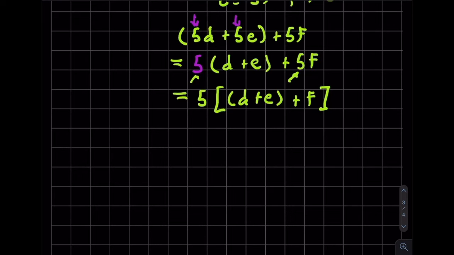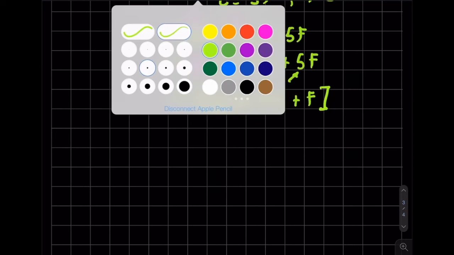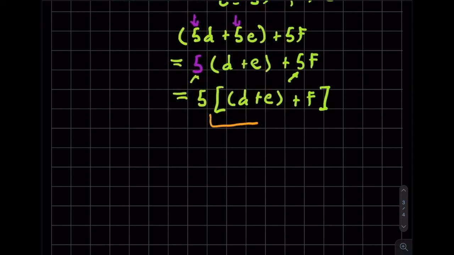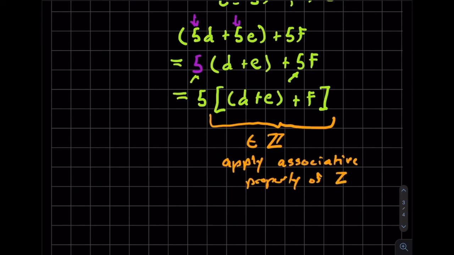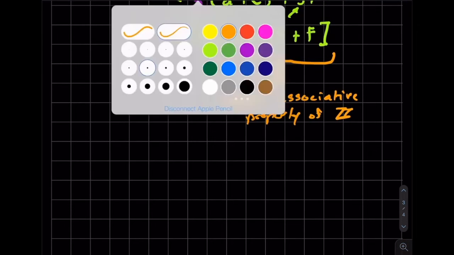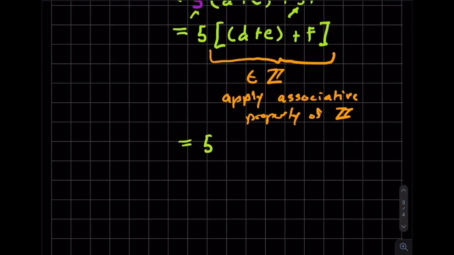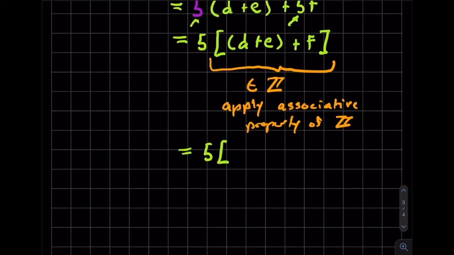And then now from here, what I can do is say that, and I'll put this in, let's say orange here. This here, these are elements, let's say elements of Z. And we know the integers have the associative property. So what I'll say is I'll apply the associative property of the integers. Okay, and then what that's going to give me will be 5, and then in these square brackets here, D plus E plus F.